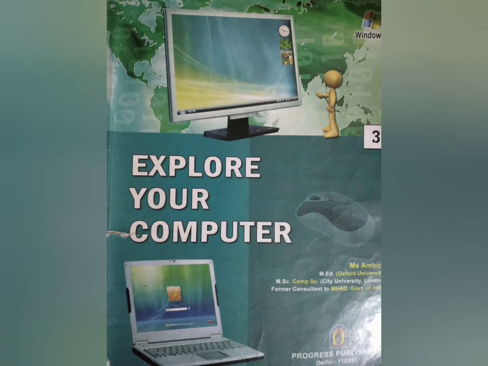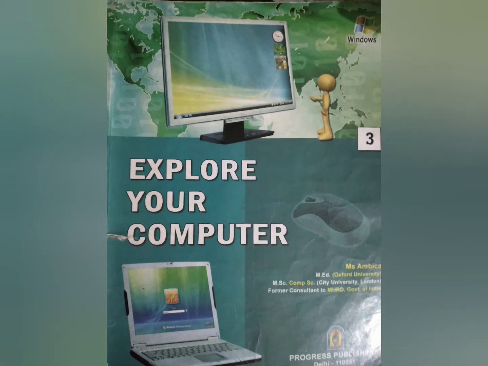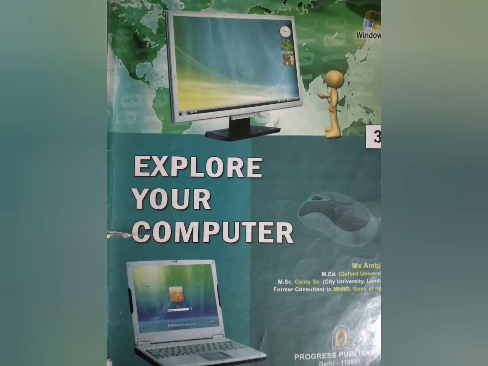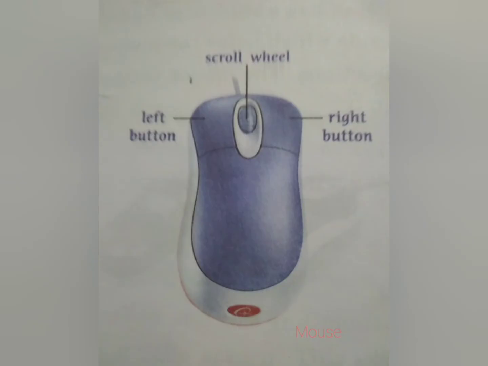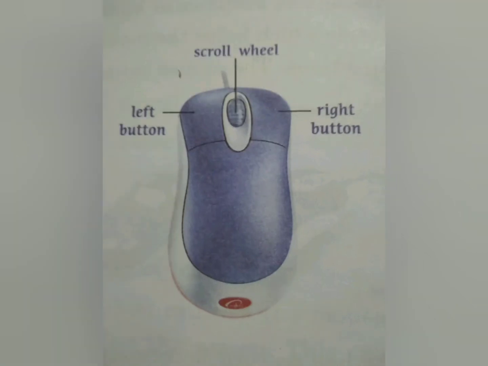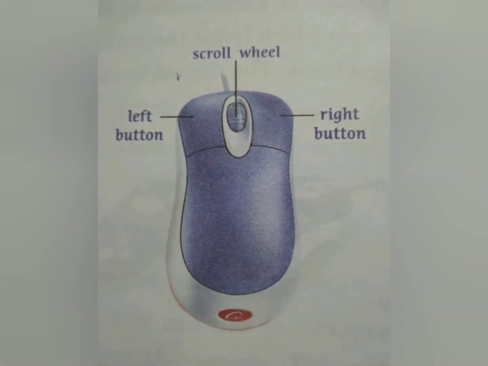The mouse is a handheld device, and it is used to point out an object. It usually has two buttons. You can see in the picture, left button and right button, and a scroll wheel in the middle, which can act as a third button.